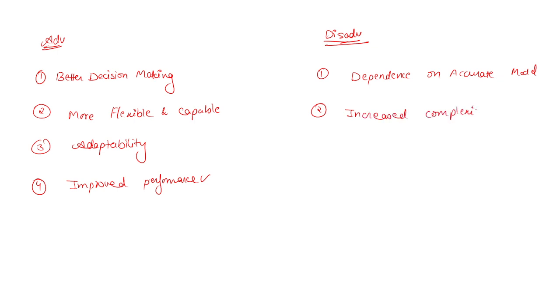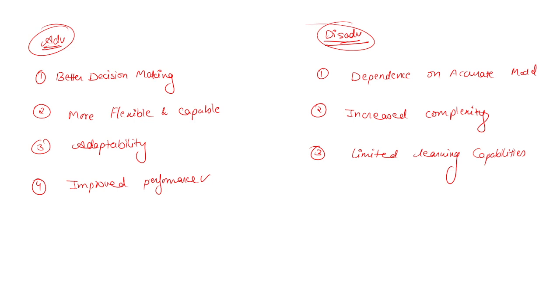क्योंकि ये पूरा जो है मॉडल्स पे बेस्ड होता है, इसकी वजह से इसकी कॉम्प्लेक्सिटी बहुत ज़्यादा इसमें होती है. It has limited learning capabilities. Okay, so all these are the advantages and disadvantages of model based reflex agents.